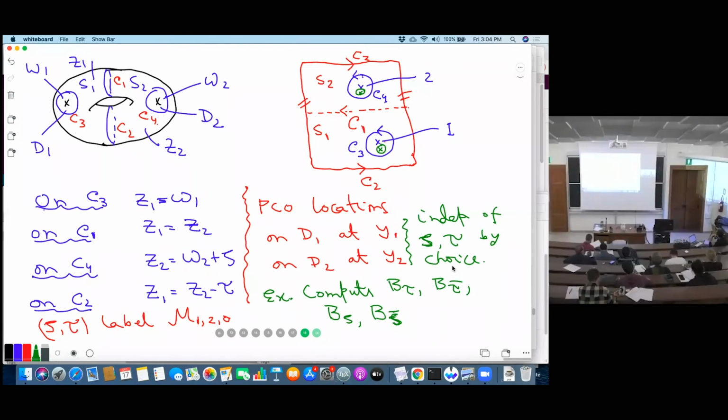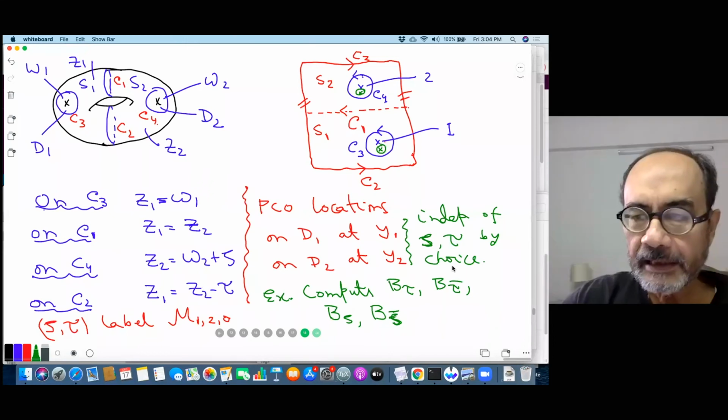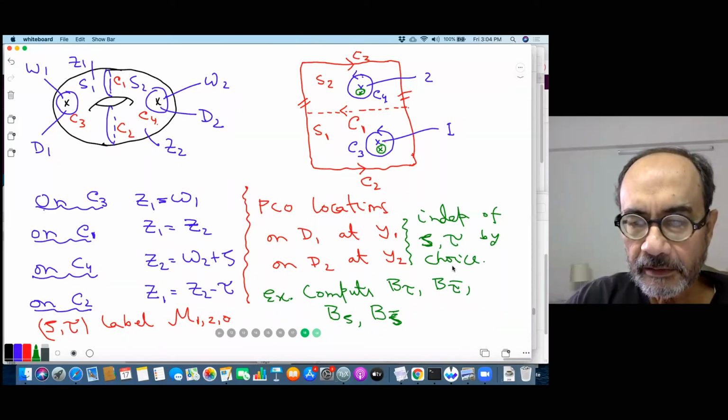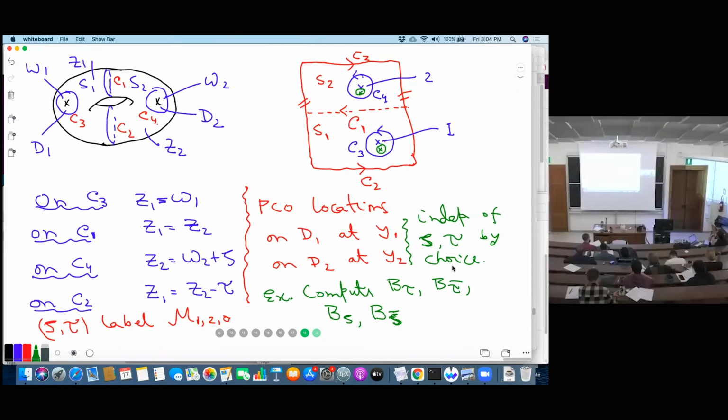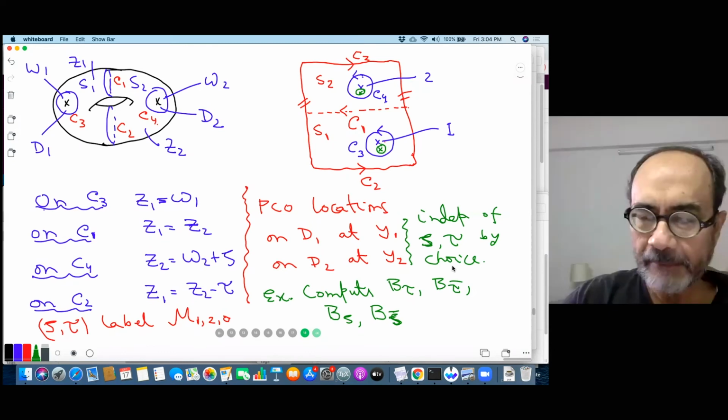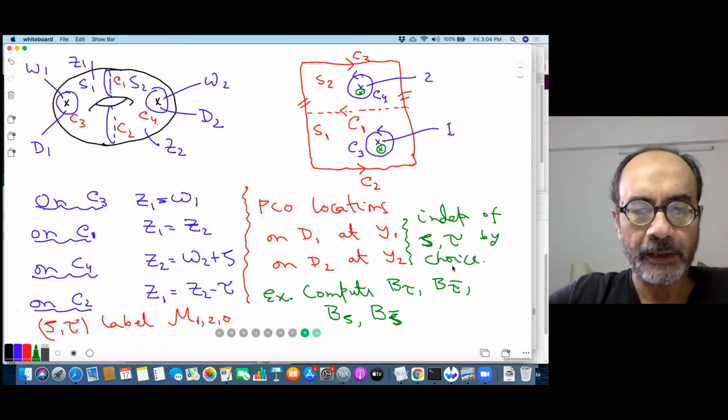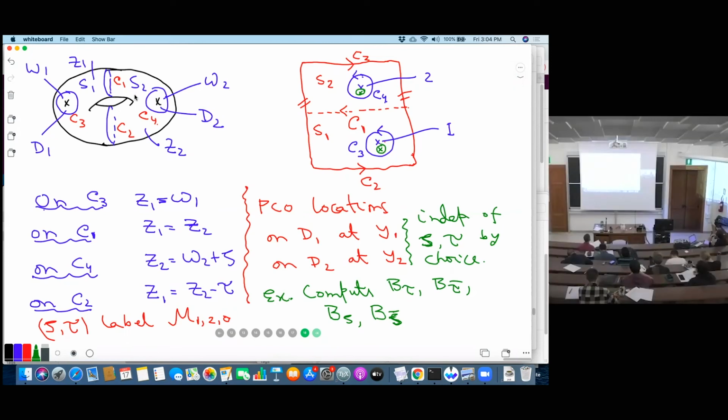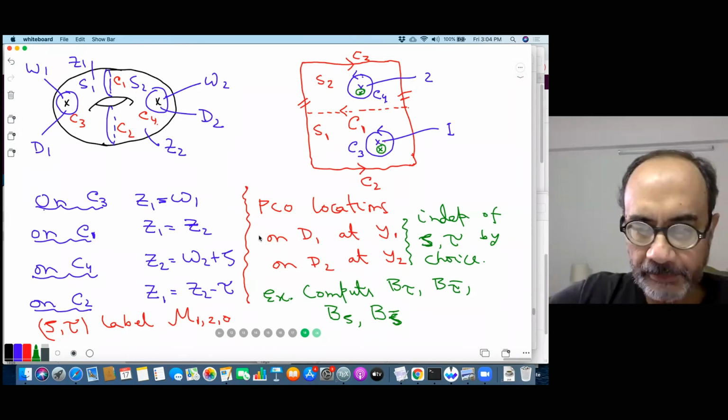Ashoke, question. Yes. The choice of putting the PCOs inside the local coordinates, is it a free choice, or are you obliged to do this? No, it's a free choice. I could have put them on S1 and S2. So that's also a choice.